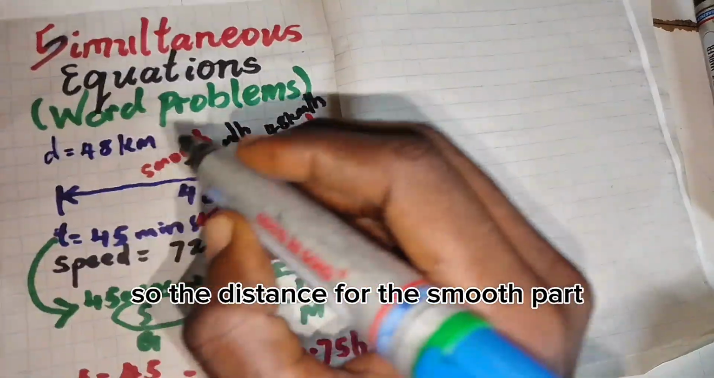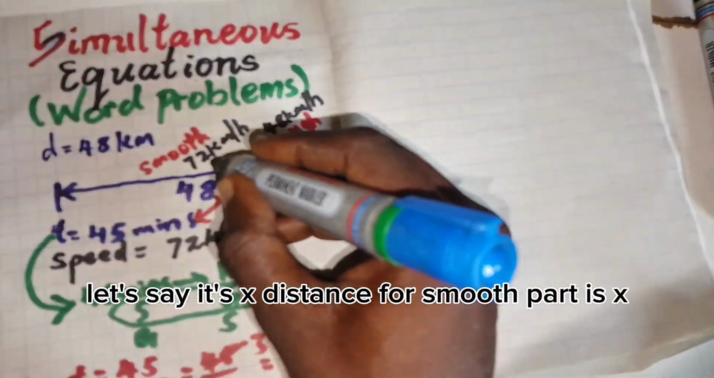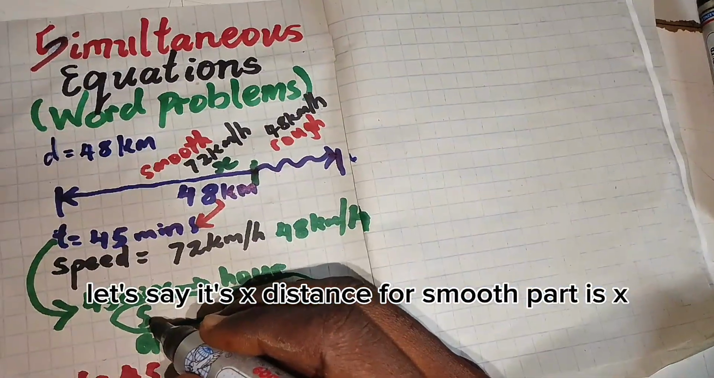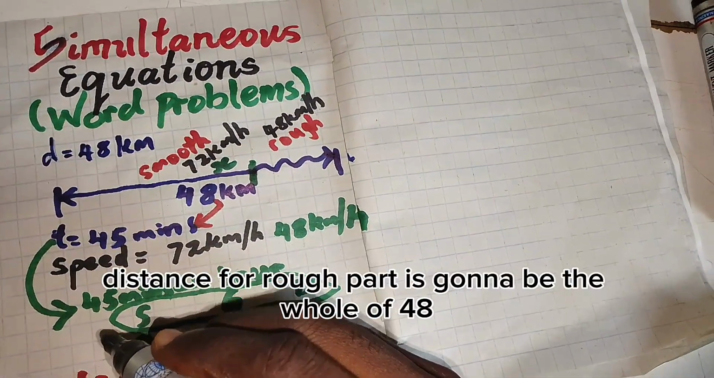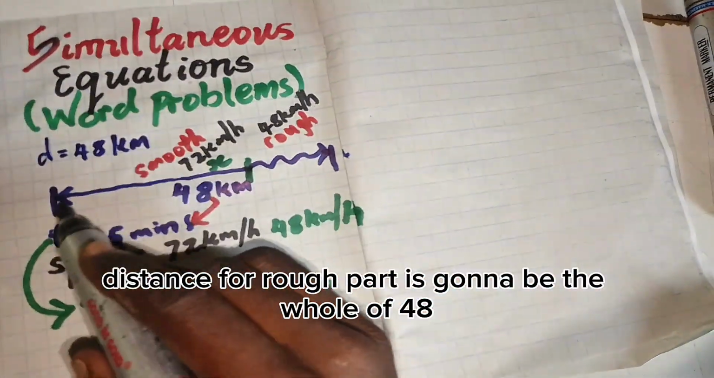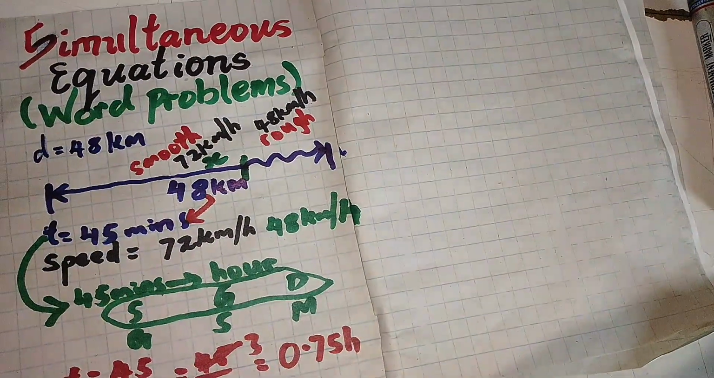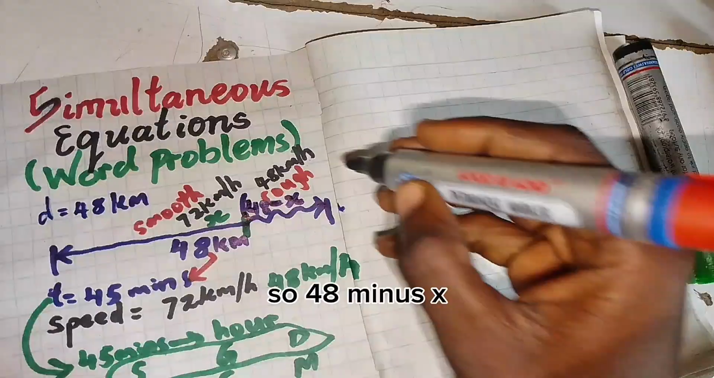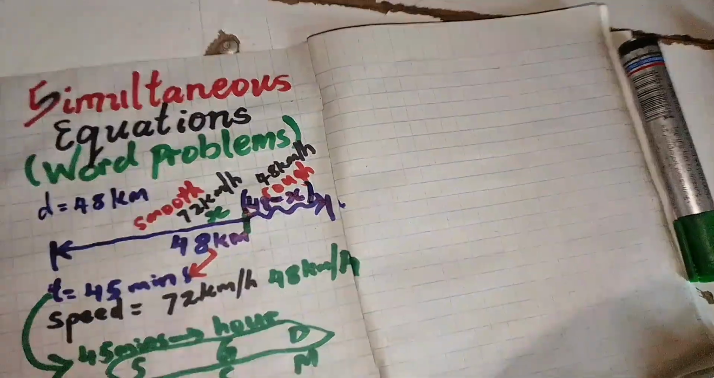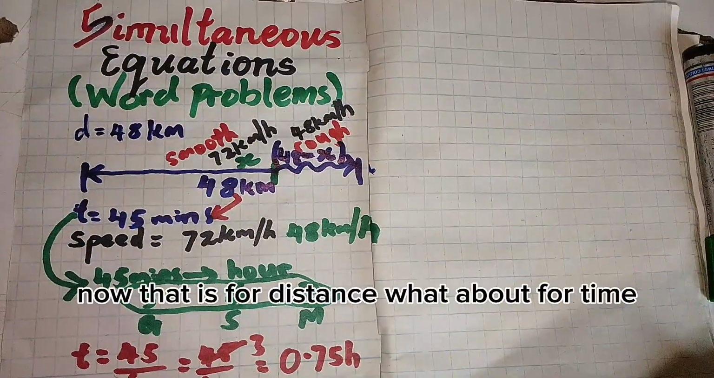So the distance for the smooth part, let's say it's x. Distance for smooth part is x. Of course, the distance for the rough part is going to be the whole of 48, take away x, so 48 minus x. Now that is for distance.